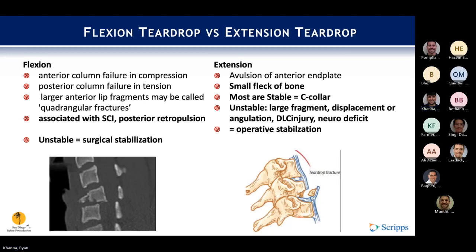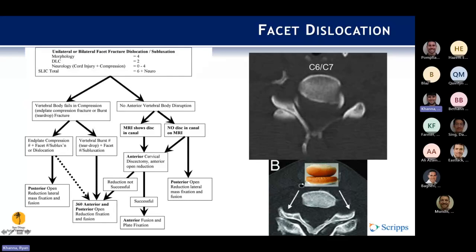The extension injuries refer to a patient being in extension, with a high force of extension, and result in an avulsion of the anterior end plate. Most are stable and can be treated with a cervical collar. However, if there is a large avulsion of the anterior end plate, a DLC injury, or a neurological deficit, those are all things that require us to take these patients to the operating room.